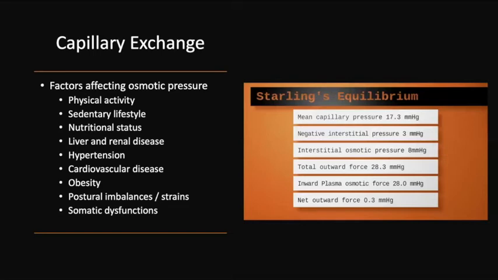Liver and renal disease. If you have these diseases and you're having abnormal breakdown of the liver and renal parenchyma, that's going to add to your osmotic pressure. Hypertension, cardiovascular disease. Obesity. Obesity is a plague of the wealthy world. We can say to a lesser degree, postural imbalances and strains and somatic dysfunctions will contribute to it. But really, I would link these ideas with this idea.